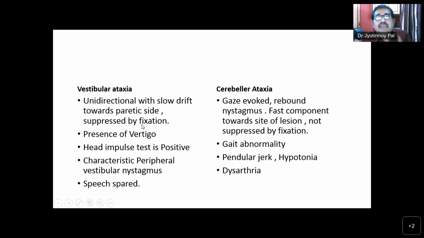suppressed by fixation. But in cerebellar ataxia, it is bidirectional, gaze-evoked, and the fast component is toward the side of the lesion. In vestibular ataxia, the fast component is away from the side of the lesion and is not suppressed by fixation. In vestibular ataxia, we will get associated vertigo and speech is not involved. But in cerebellar ataxia, we will not get vertigo, but dysarthria, hypotonia, and gait abnormality may be present. In vestibular ataxia, gait abnormality is less prominent.